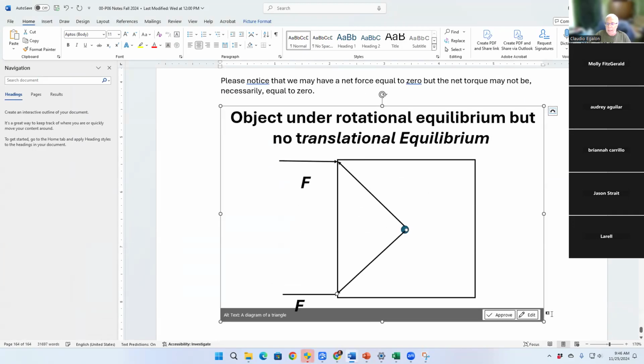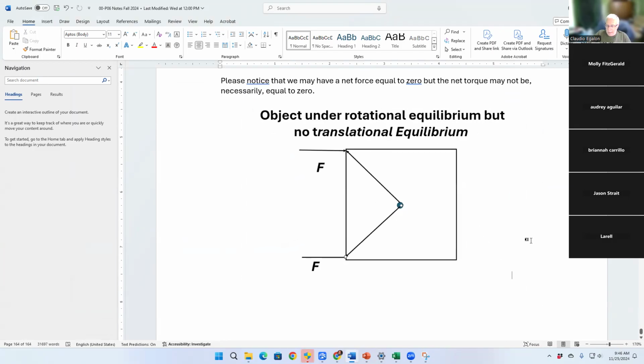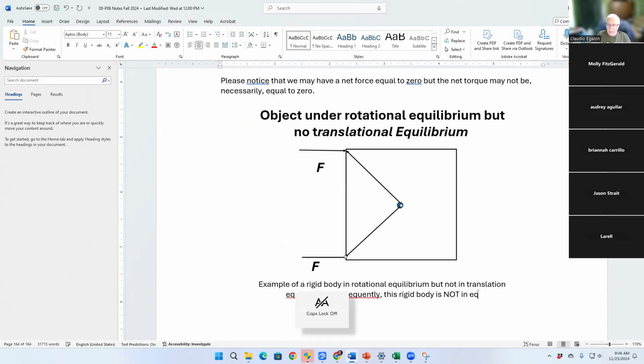Example of a rigid body in rotational equilibrium, but not in translational equilibrium. So this rigid body, consequently, is not in equilibrium. Let's put that in net equilibrium. Let's put it this way.